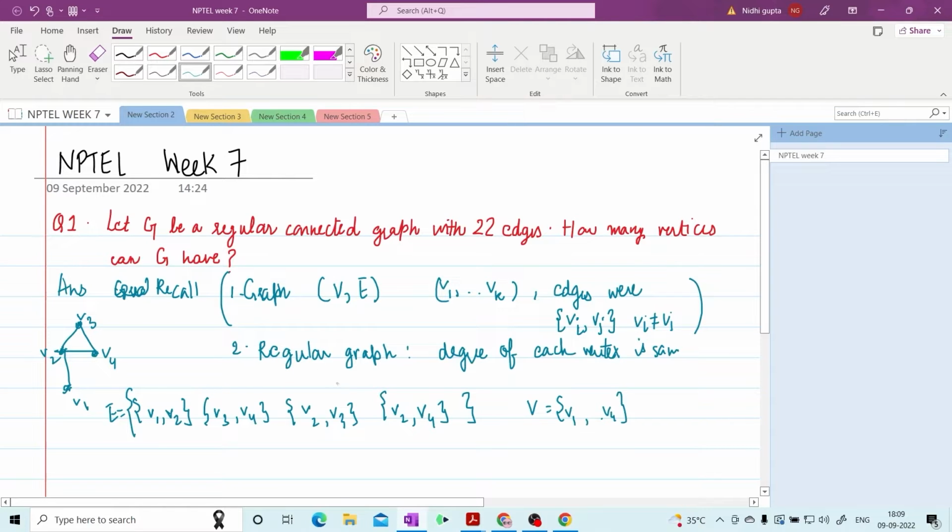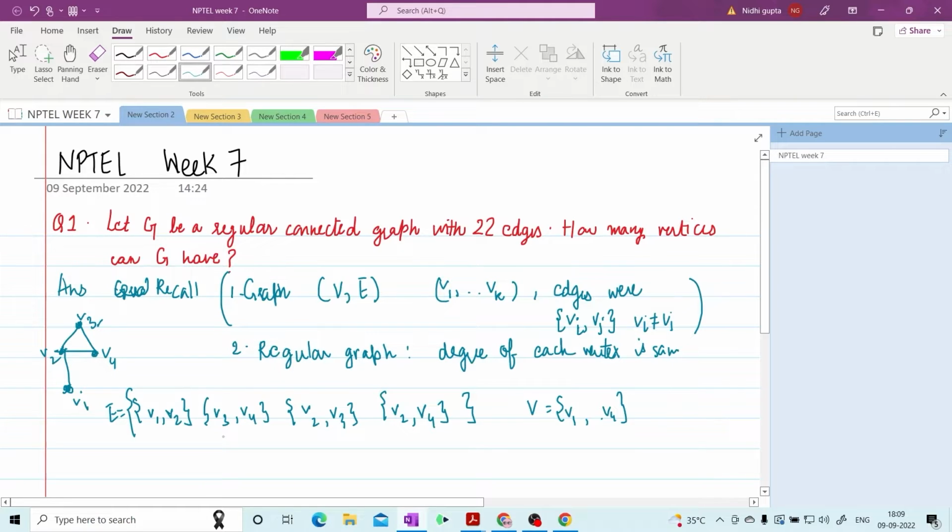By degree we mean the number of edges incident to each vertex. There are two edges incident to v3, v2 v3 and v3 v4, so the degree of v3 will be 2. By regular graph we mean that the degree of each vertex should be the same. In this particular case the graph is not regular, because the degree of v1 is 1 and the degree of v4 is 2. Two vertices have different degrees, therefore this graph is not regular.